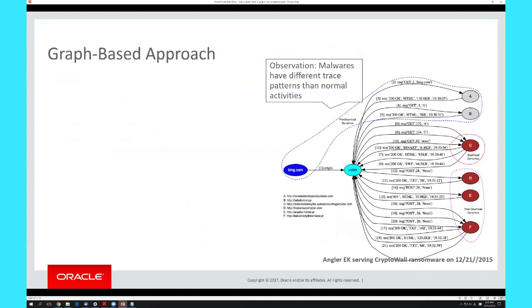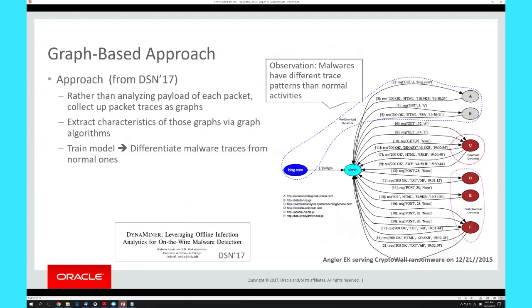And then here we are applying a graph-based approach, as proposed by a paper in 2010. So what was the observation from these authors? The idea was that I don't want to analyze each of these packets, because as packet bodies they all look benign if I just look at one packet. So instead, they want to collect these traces as a graph.